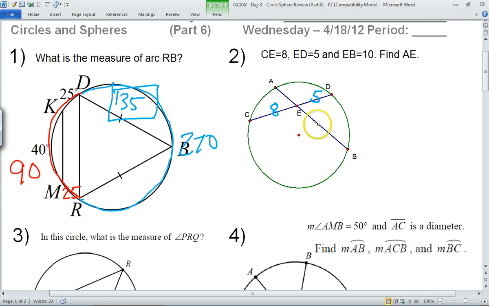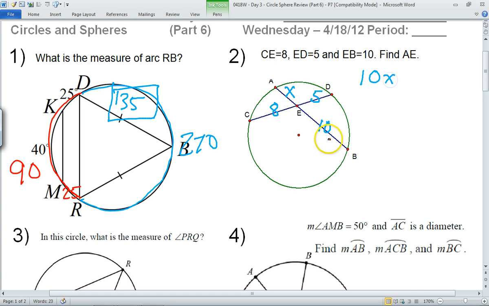EB is 10, and we're supposed to find AE, which I'll call X. What's the property that we're supposed to use for this one? Part times part equals top. Part times part. Correct. This is one where we do part times part equals part times part.